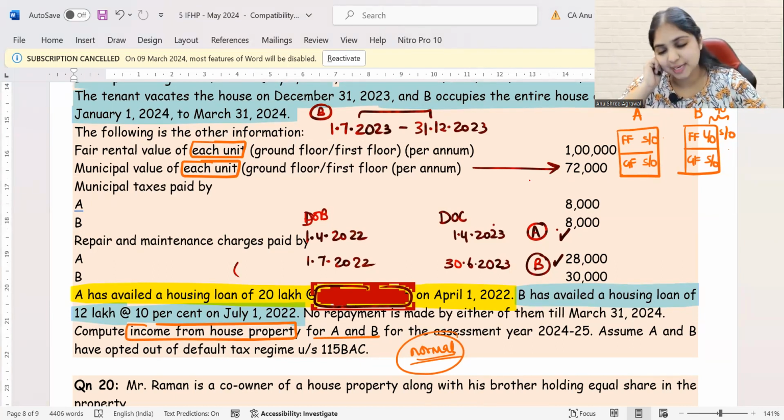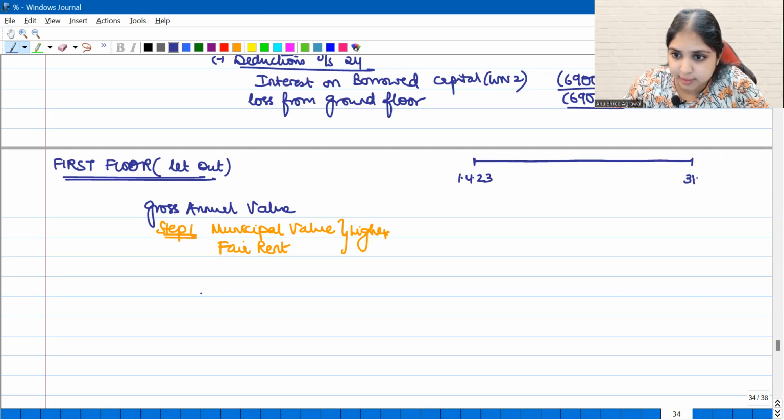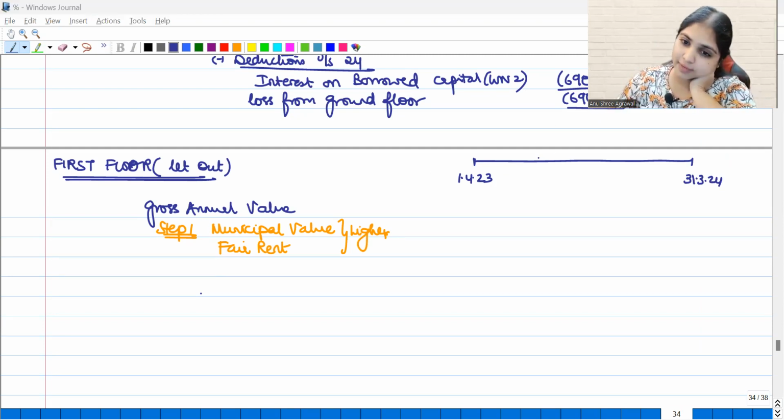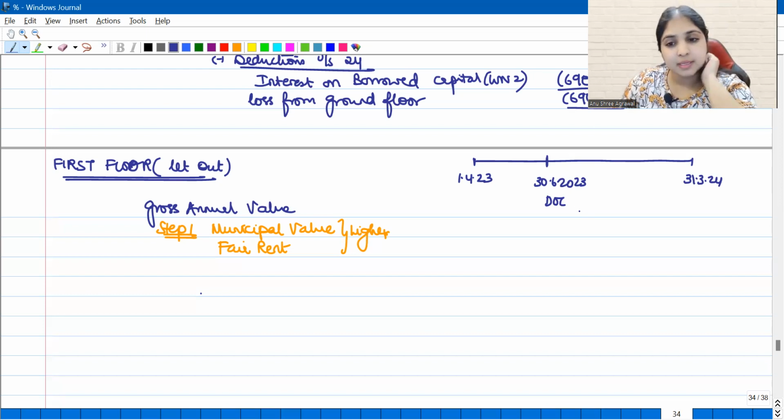No, listen to me. Listen to me carefully. See, listen. We are calculating for 23-24. That is 1st April 2023 to 31st March 2024. For this period, we are calculating. Okay. Now, when is my house ready? Only on 30th June 2023. This is the date of construction completion. This is the date on which the construction got complete.